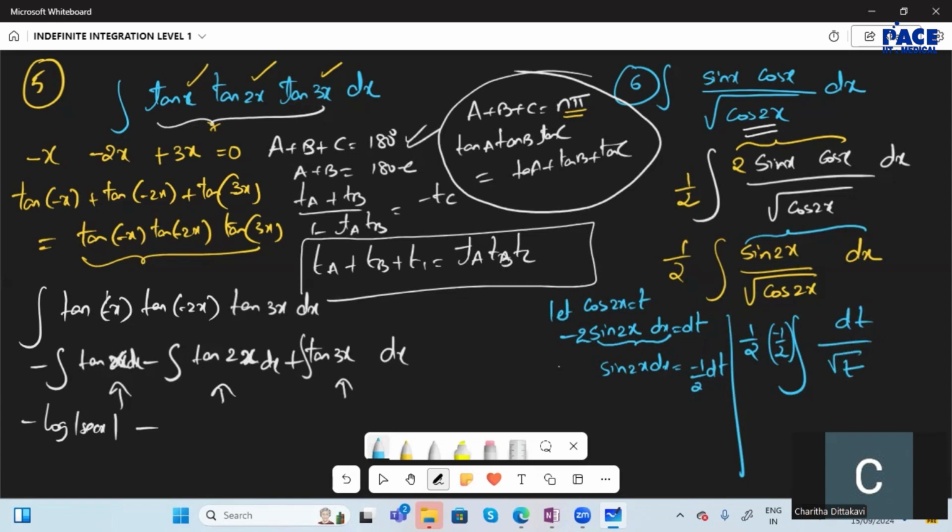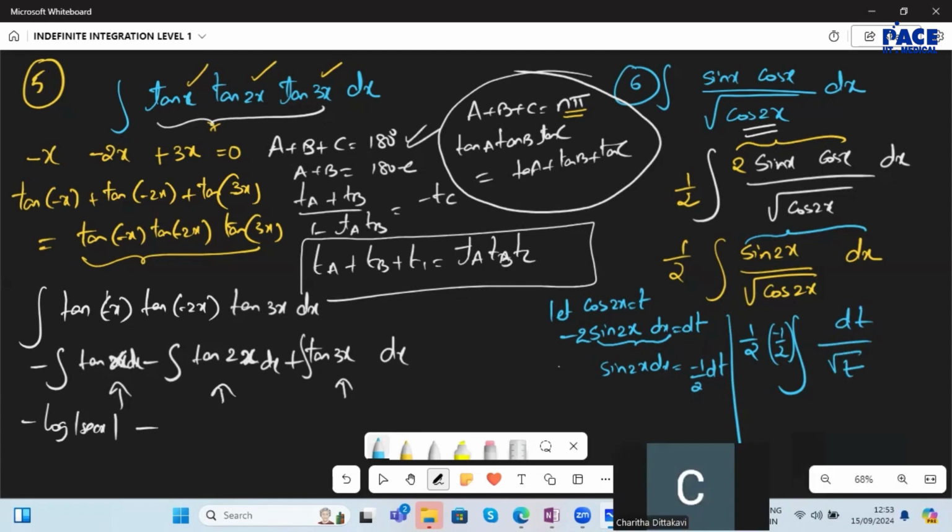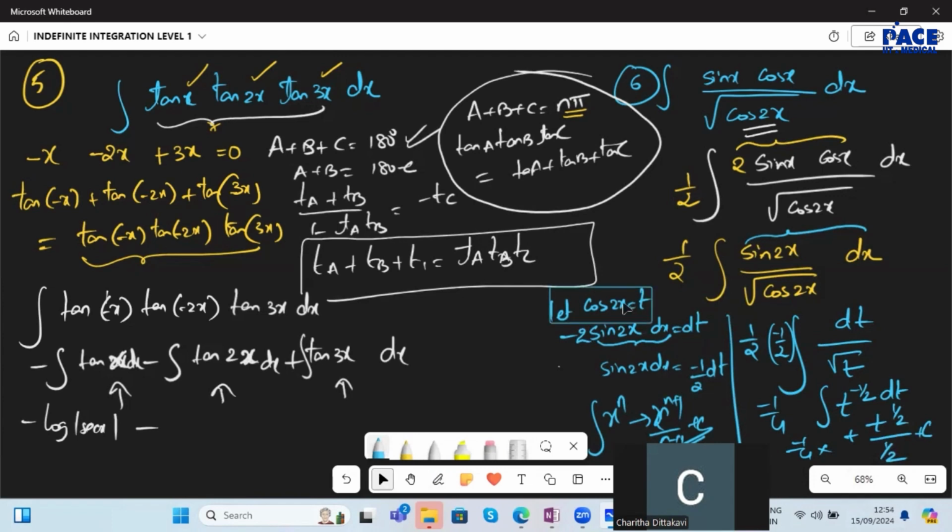Right. Now from there we can proceed. So what is root t? 1 by root t is actually t to the power minus 1 by 2. So this is minus 1 by 4 integral of t power minus 1 by 2 dt. Now this is minus 1 by 4 times t power minus 1 by 2 plus 1. Integration of x power n is x to the power n plus 1 by n plus 1 plus c, isn't it? So t to the power minus 1 by 2 plus 1 by minus 1 by 2 plus 1 plus c. Clear? So from here, you can later on substitute your t value with what we have assumed. Please do remember that.